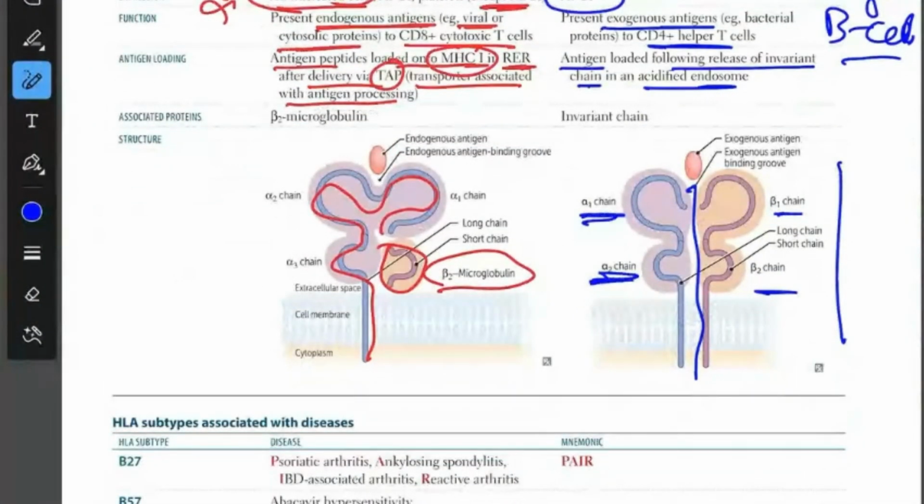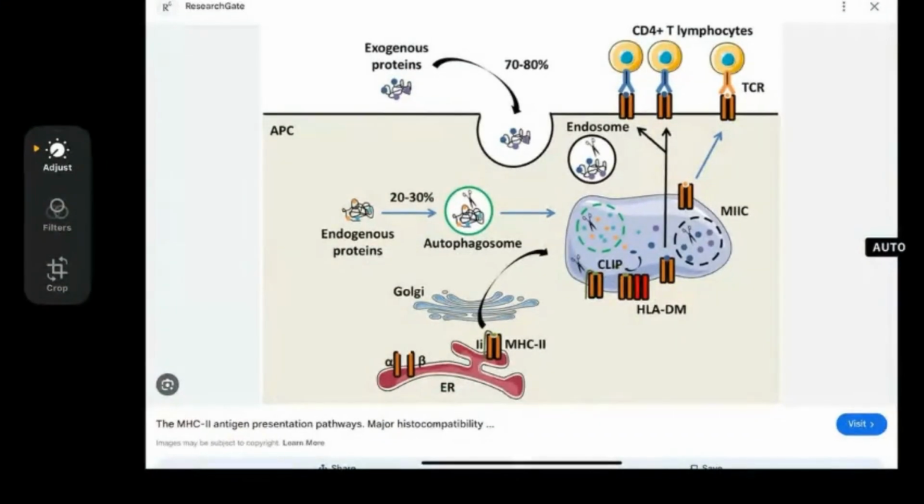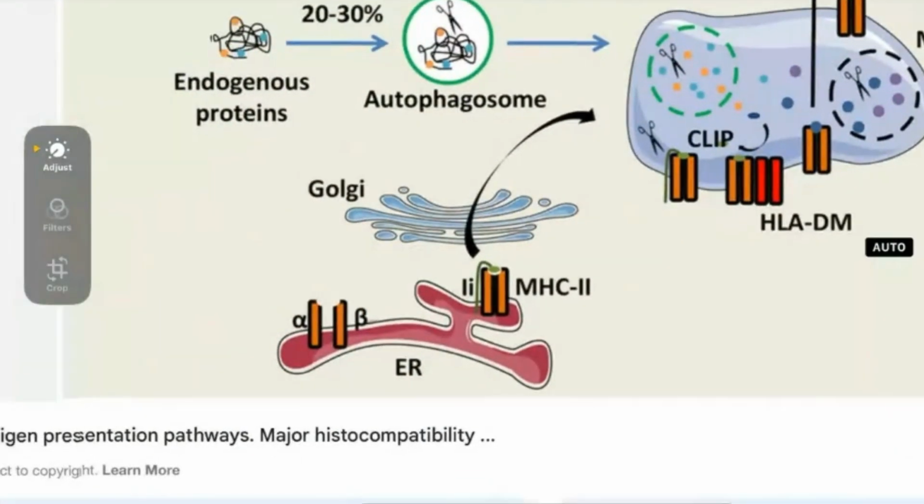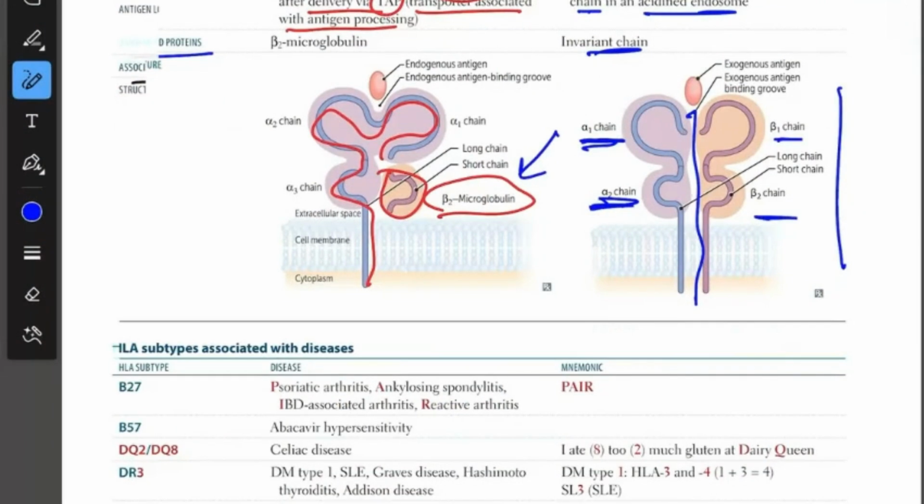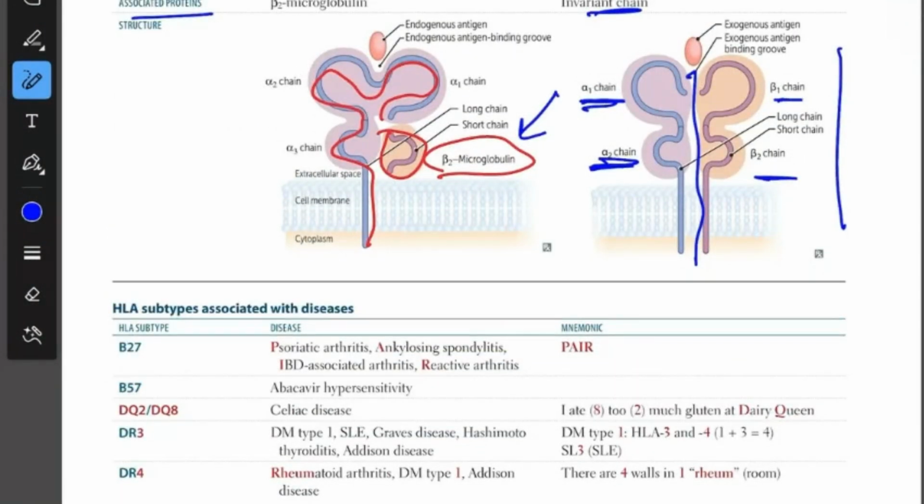So note the associated proteins, beta-2 microglobulin in MHC1, and then the invariant chain. It's not shown here, but this clip is the invariant chain that First Aid is talking about, that is on top of the MHC2. All right, so this is the structure of it. Also very important for you to notice that structure. So we said MHC2 has two halves, two alpha, two beta, equal halves, right? While MHC1 has one long alpha chain and one short chain, beta-2 microglobulin.